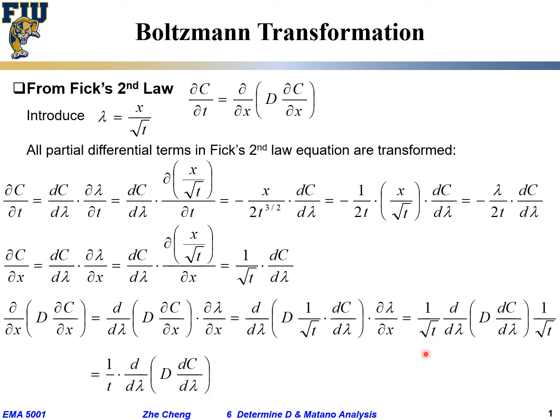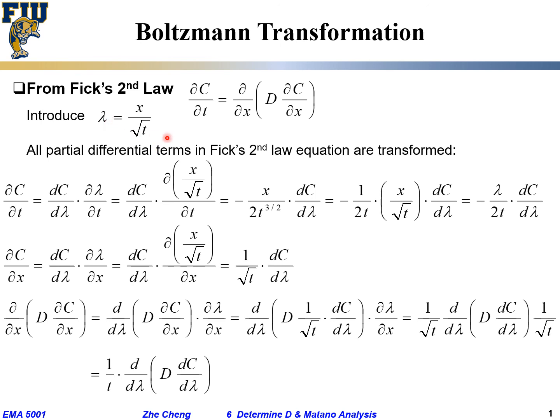And then we are going to do one more step. What did we do? From here to here, we are going to combine 1 over square root of t with 1 over square root of t. That gives us 1 over t. d lambda we keep, inside we keep. Make sense? So that's the mathematical manipulation, the so-called Boltzmann transformation, going from seemingly, I would only say seemingly, two variables, one is x, one is t, now going to a single variable that we call lambda.